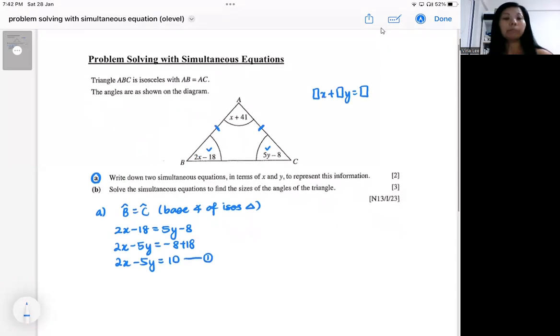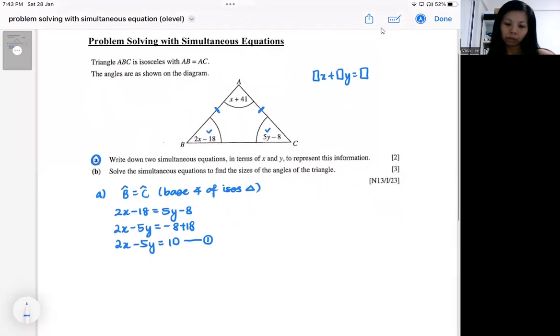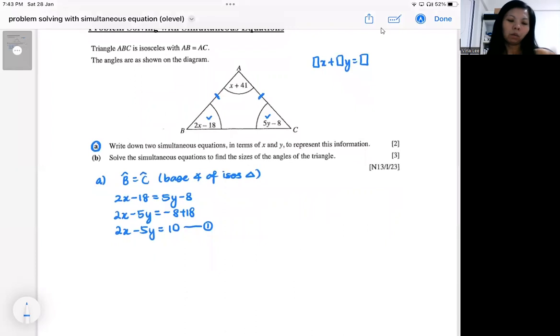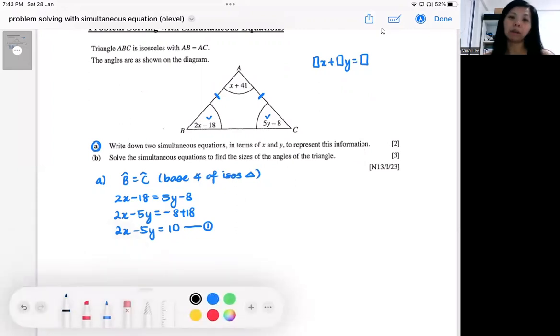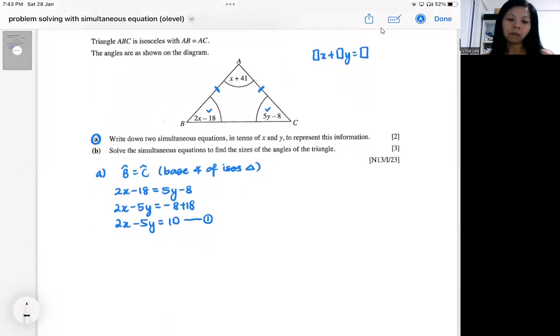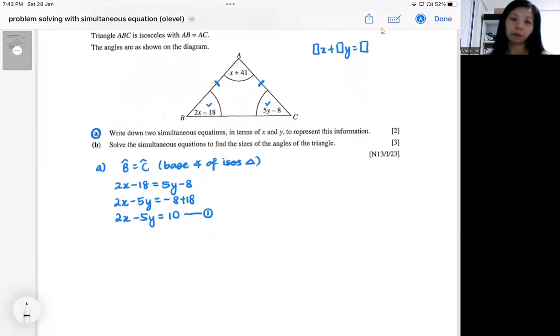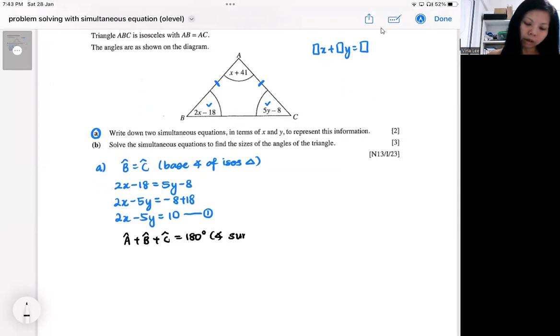So what about the second equation? What other property can you think of when you see a triangle, when you see three angles of a triangle? You should think about the angle sum of a triangle. You learned it in Secondary 1 that the three angles add up to 180, and the property is called angle sum of triangle. So here I'm going to show that I'm using this property. I'll be writing down the reason, angle sum of triangle.